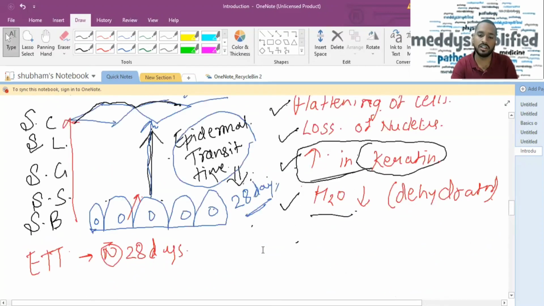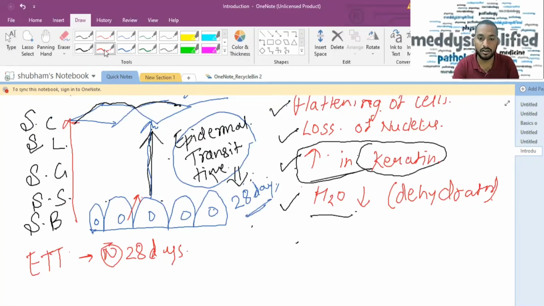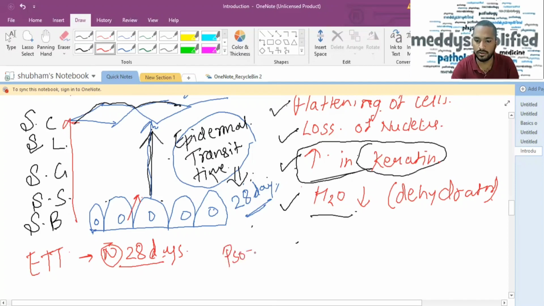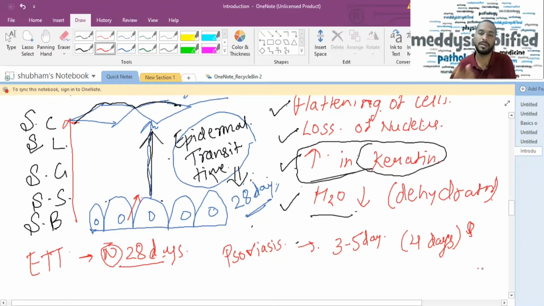In some diseases, what happens? This time may decrease or increase. So the normal epidermal transit time is 28 days. In some diseases like psoriasis, the epidermal transit time turns out to be 3 to 5 days. That is very fast. And if you want to mark a single day or best answer, we can go for average 4 days. So in psoriasis, the epidermal transit time is decreased to 4 days, that is 3 to 5 days, whereas the normal epidermal transit time is 28 days. This is all about the layers of epidermis.